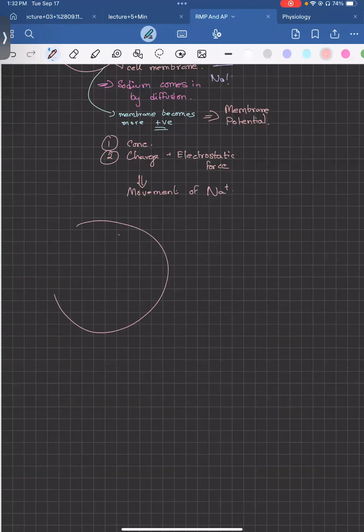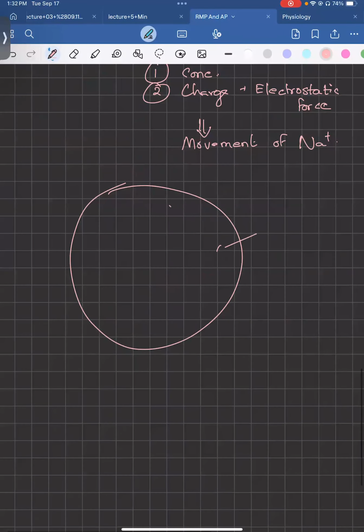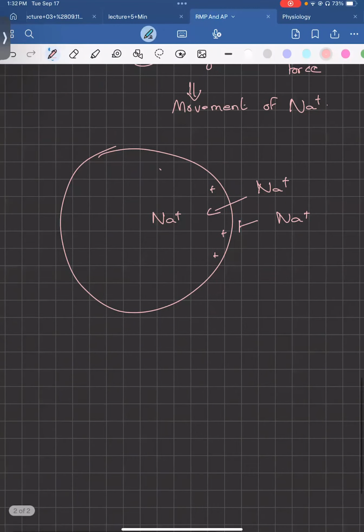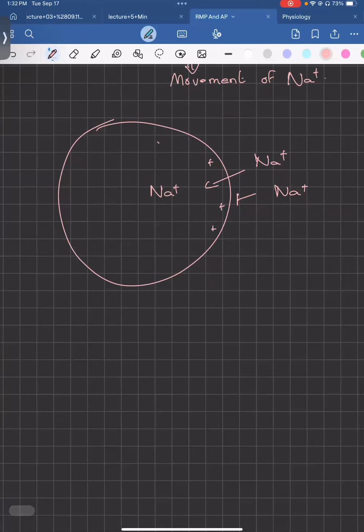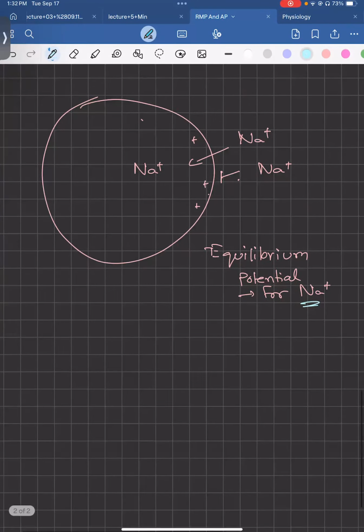All right. So let's talk about our cell again. We have sodium coming in because there's more sodium outside than inside. Cool, but at a point, they would not want to come in because the membrane is too positive. The point where the membrane becomes too positive for sodium to want to come in, what is the equilibrium potential? For sodium, not for everybody. We're talking about sodium right now.